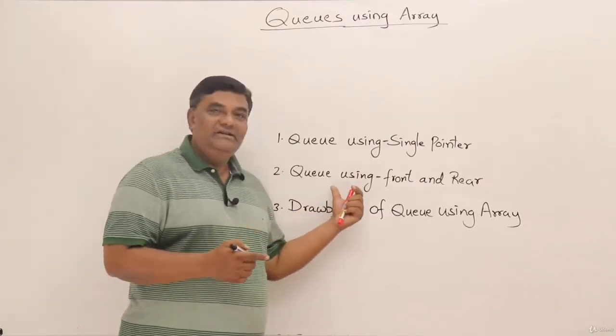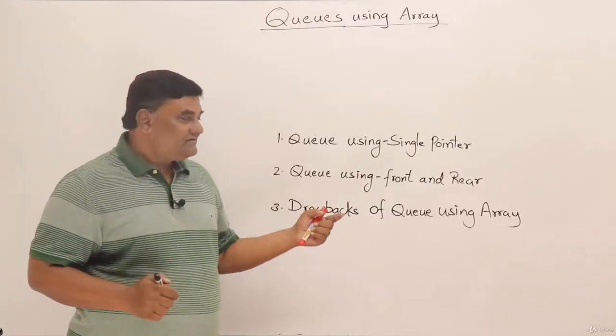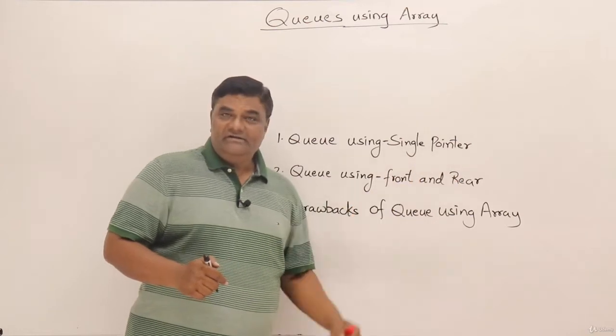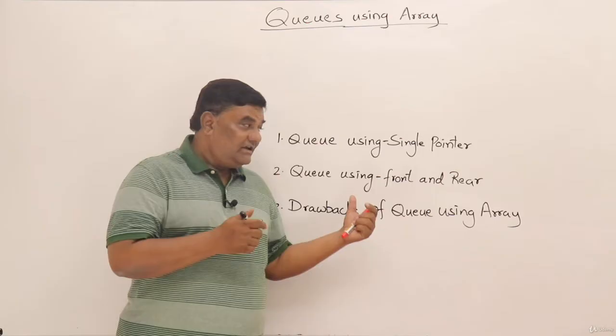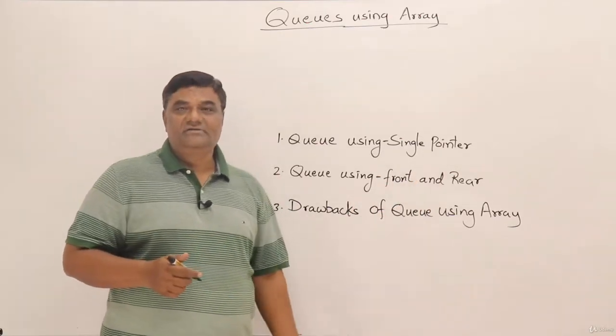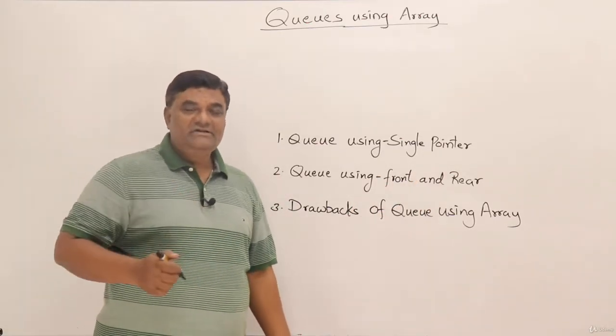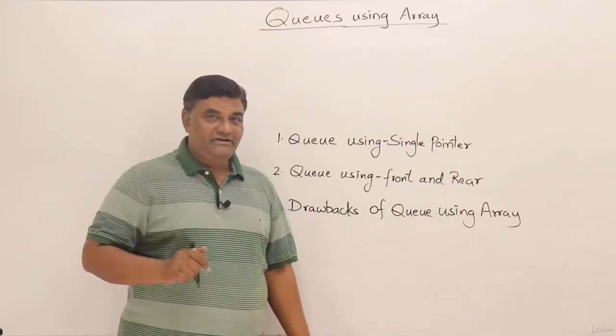Then I'll explain how we can implement it using two pointers, that are front and rear pointers. Then I'll explain what are the drawbacks of implementing queue using array even if you are using two pointers. So let us start with implementation of queue using single pointer.